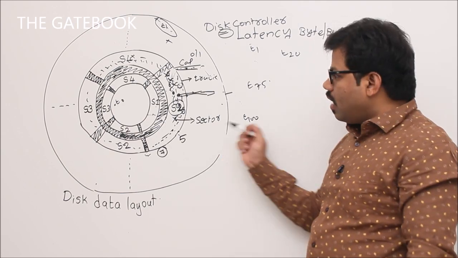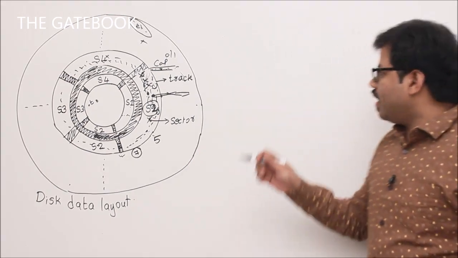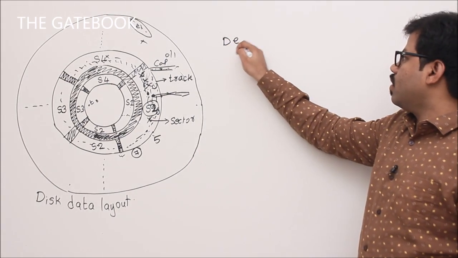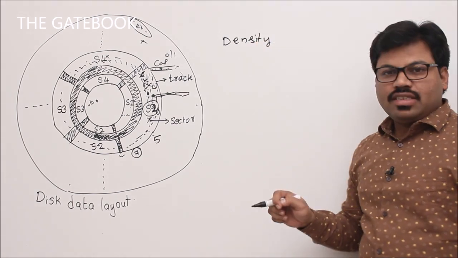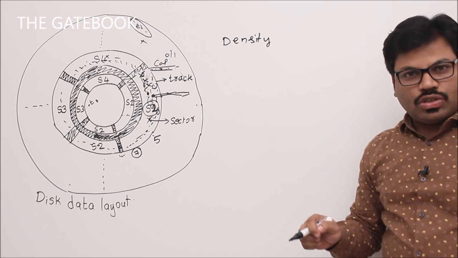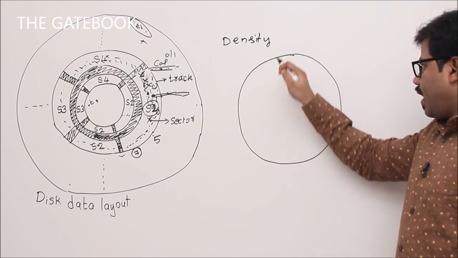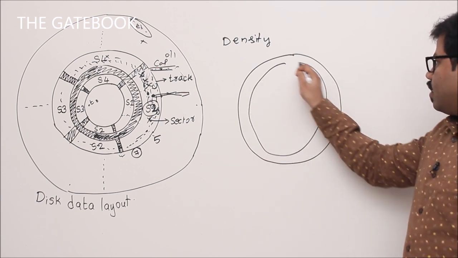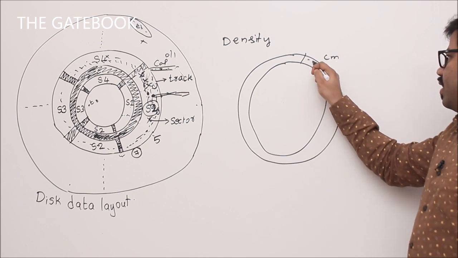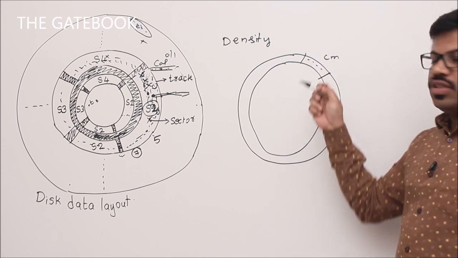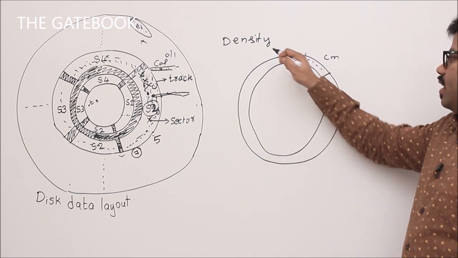Okay, so this is all about the basic details of your disk. Now we'll see one more parameter, that is density. So what is density? I will tell you. Density is nothing but the amount of data which you are going to store per a particular centimeter. Example, let's say you have this kind of track. In this track, maybe this is, let's say, 1 centimeter. So in this centimeter of space, how many bits can you store? What is your capability? That is nothing but density.